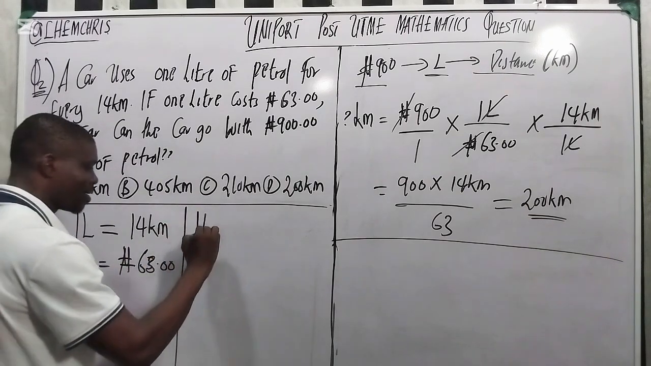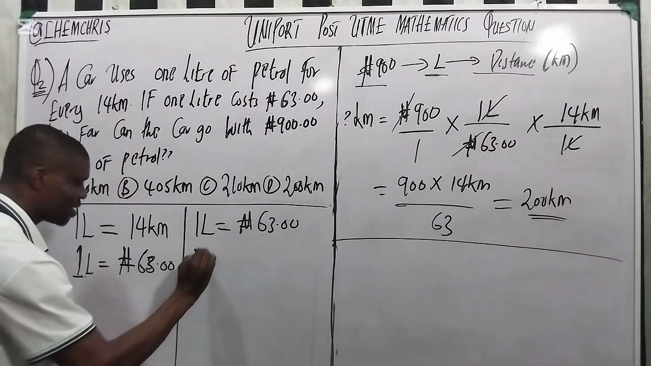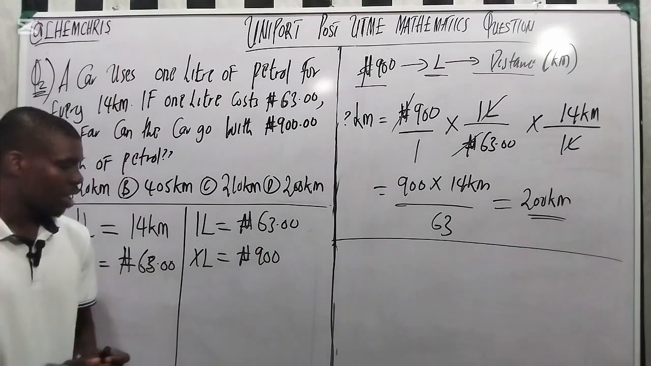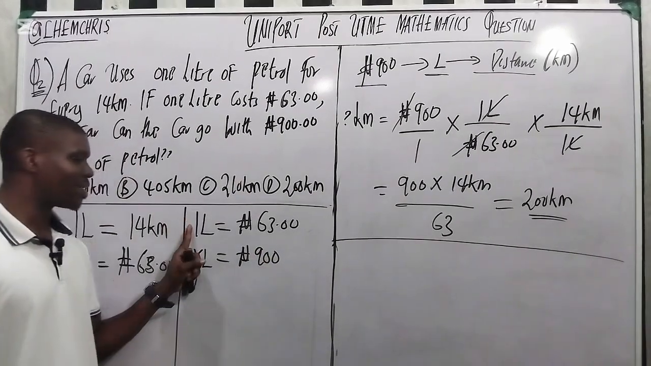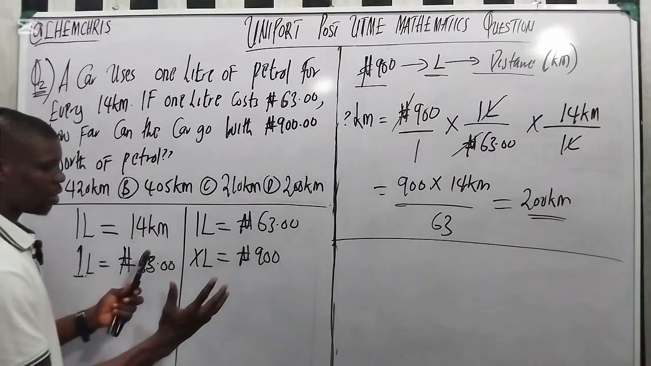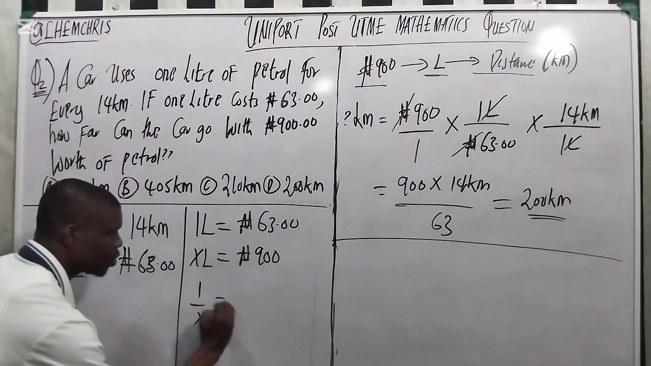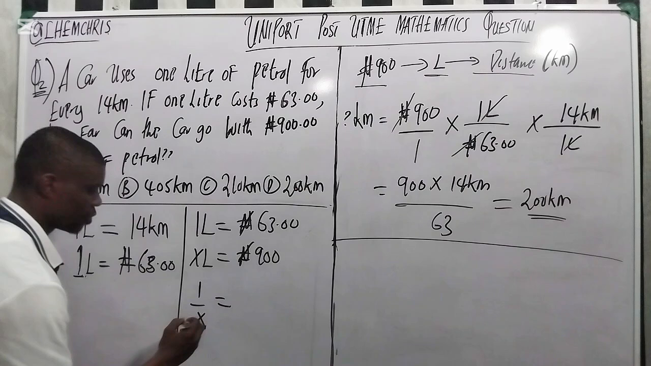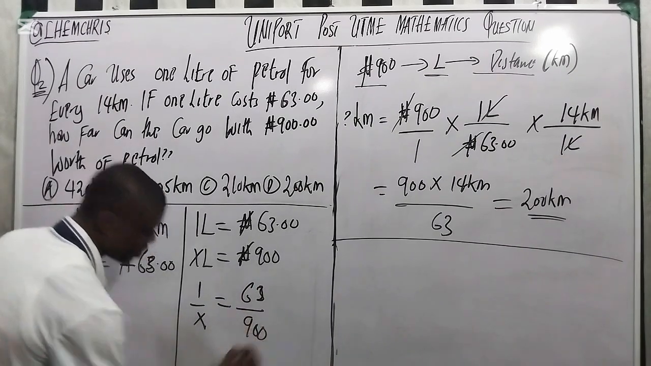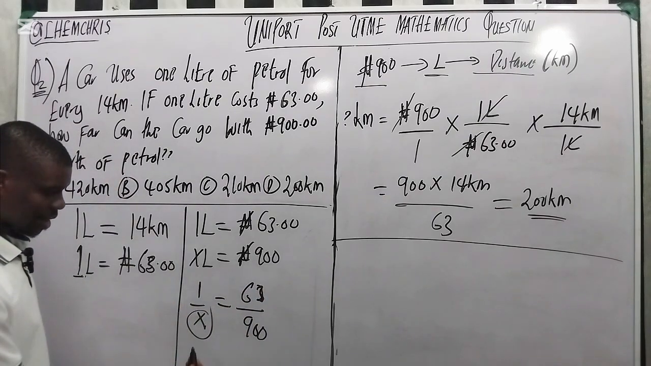So here we have 1 liter equals to 63 naira. So here we have X liter now equals to 900, right? That is, how many liter can we get from 900 if 1 liter equals to 63 naira? Do you understand? So now if you look at it very well in your normal mathematics here, we have 1 over X equals to 63 over 900. This cancel out this guy here, right? So if you make X the subject of the formula, which is going to be the liter.